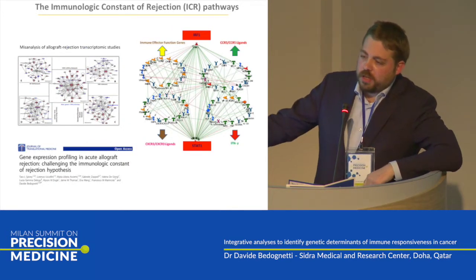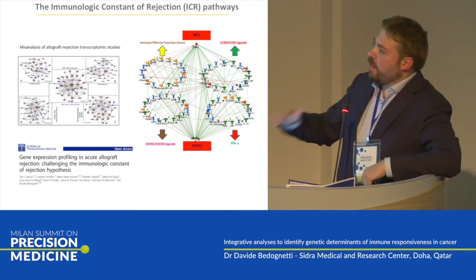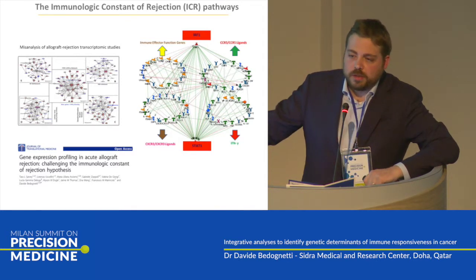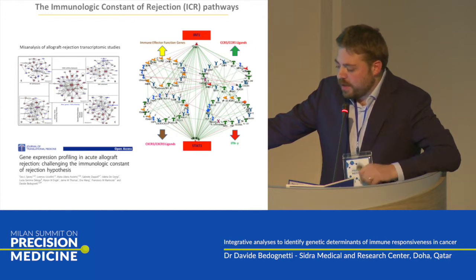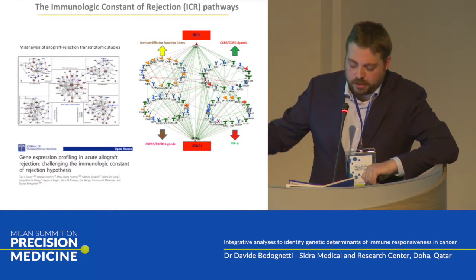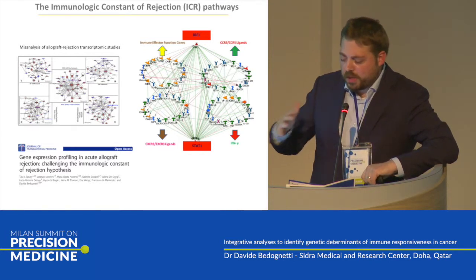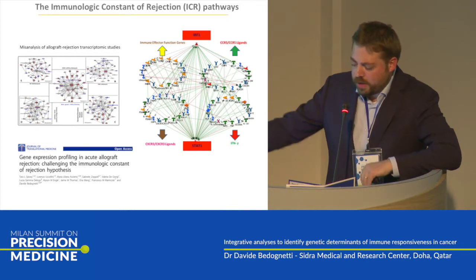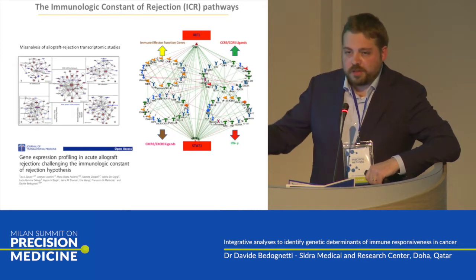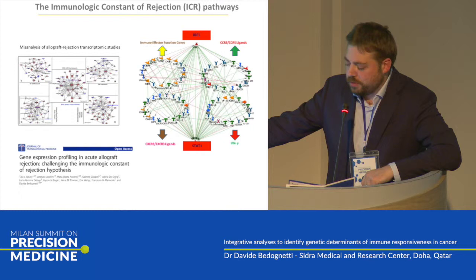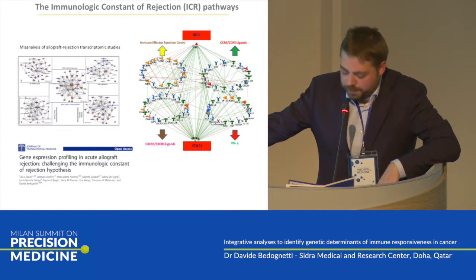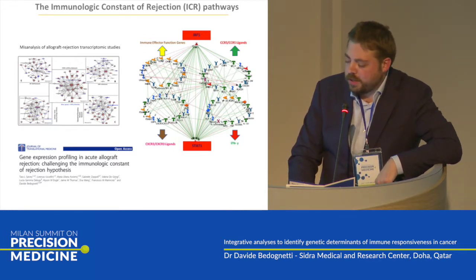We call this the immunologic constant of rejection because the same pathways are also observed in other forms of immune-mediated tissue destruction, like, for example, allograft rejection. So they are not specific to immune-mediated tumor destruction, but these pathways are also observed in other similar phenomena like allograft rejection, flares of autoimmunity, or clearance of pathogens. And this is what came up from transcriptional analysis data.